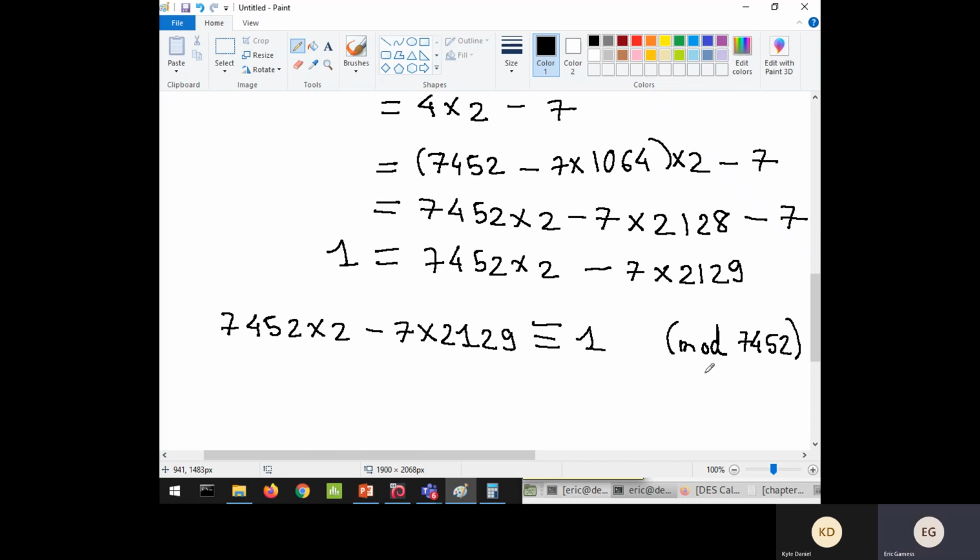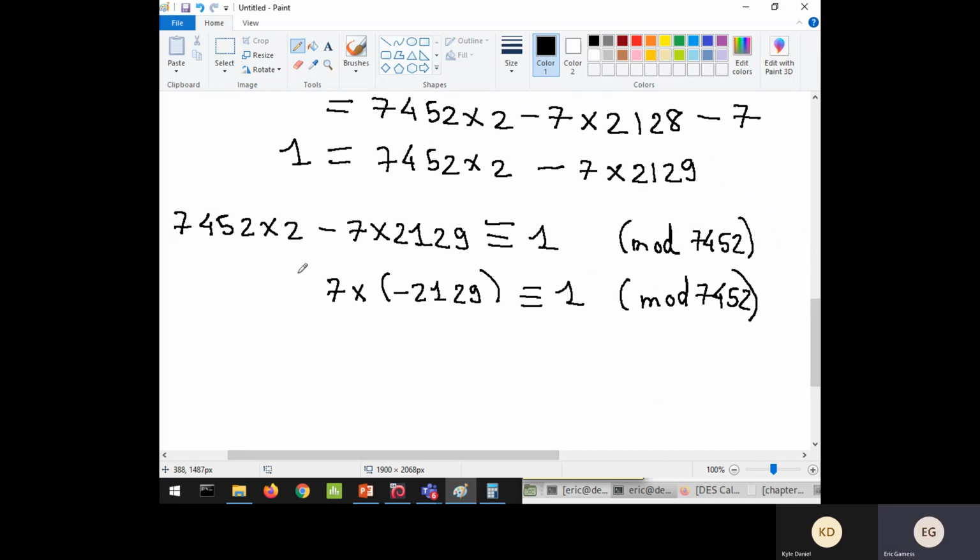So remember, when we do modulus 7452, we can make 7452 times something disappear. So I'm going to make it disappear. It will be the same thing as, for example, 7 times negative 2129 is congruent to 1 modulus 7452. Is it okay for everybody?